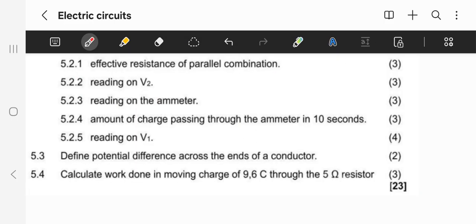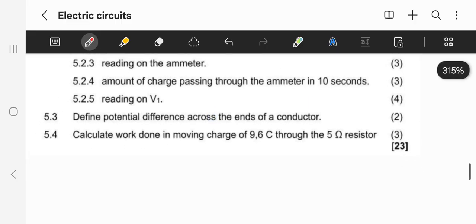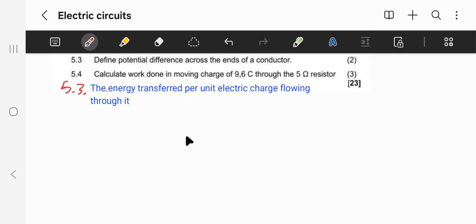Okay, now we are looking at 5.3. It says define potential difference across the ends of a conductor. Okay, so the definition is as follows. The definition for potential difference, guys, is that it is the energy transferred per unit electric charge flowing through it. Right, that is the definition. Now let's look at 5.4.